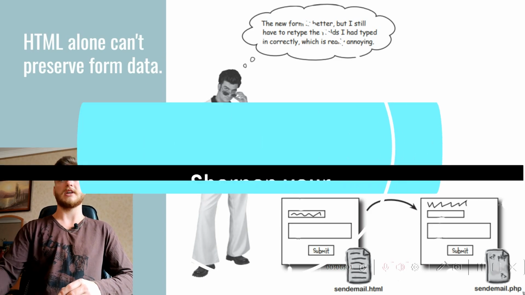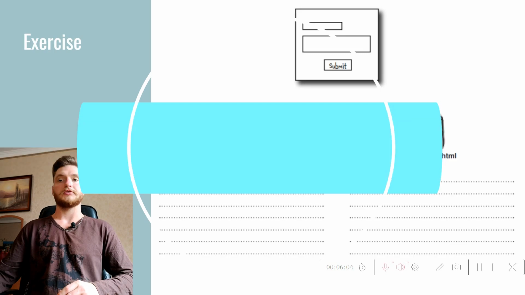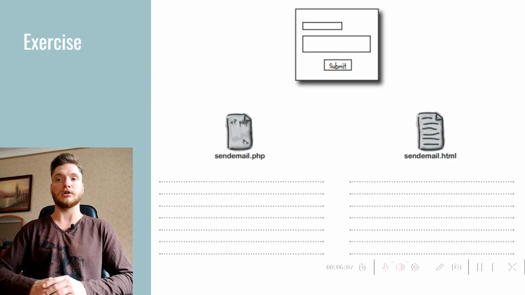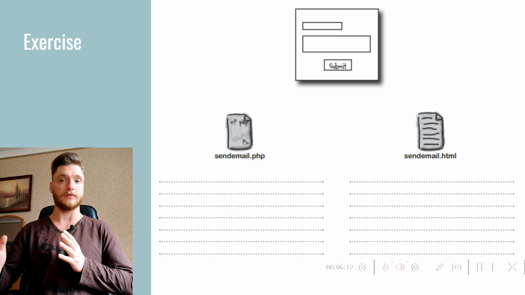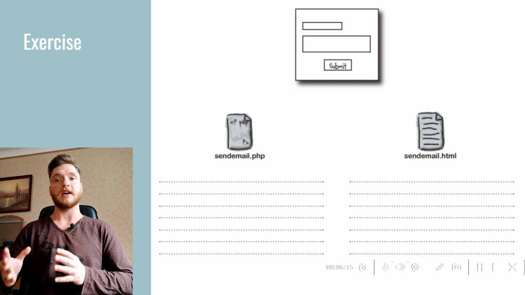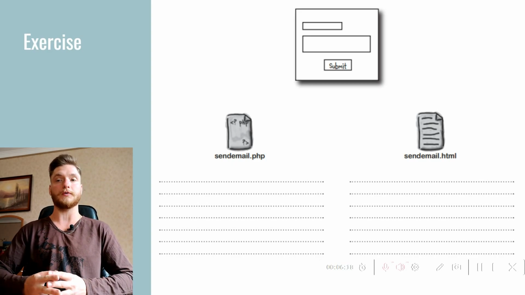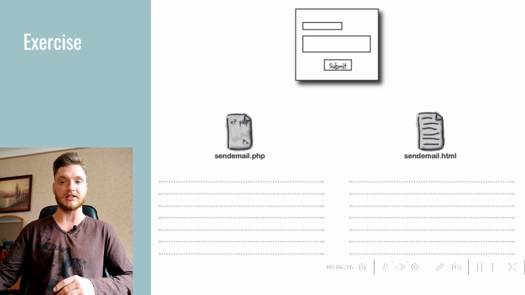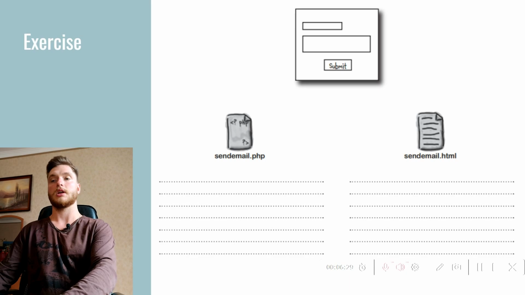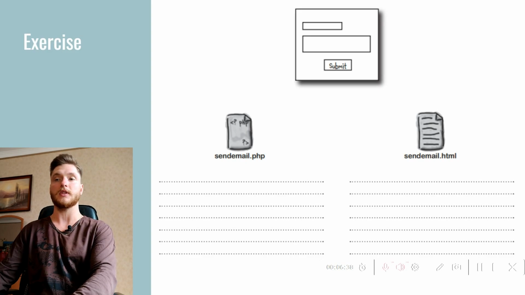Sharpen your pencil. Exercise. Draw what Elmer's form should look like after he submits it with only the first form field filled out. Then write down how you think each of the two files, HTML and PHP, should be altered to carry out this new functionality. Okay, and if you're ready for the solution, let's look at the next slide. If you're not ready, take a pause.